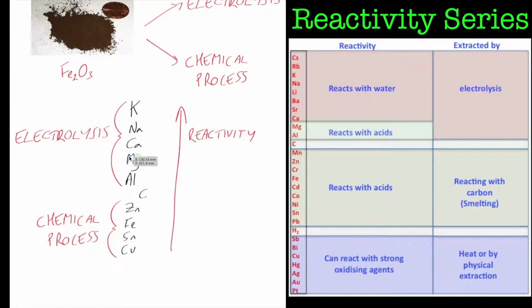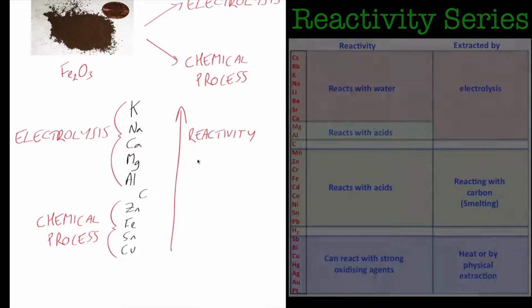So I think it's probably a good idea to just memorize this reactivity series, and then we'll go on to the next tutorials, which will show us how we can use carbon to isolate these elements, and also we'll look at some methods of electrolysis for isolating some of these elements. We've already looked at aluminium in the previous tutorial.